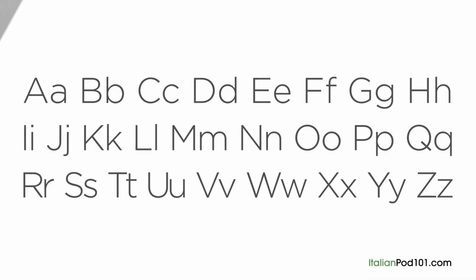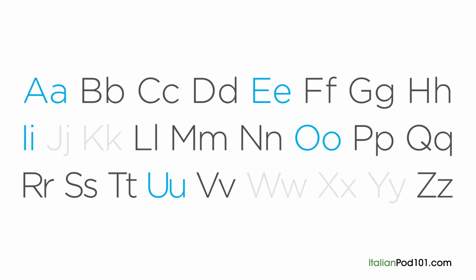Both English and Italian use the Latin alphabet. Unlike English, however, Italian only uses a select number of letters. The Italian alphabet has 21 letters. 5 of them are vowels and 16 are consonants. Compared to English's 26, you have 5 fewer letters to worry about.